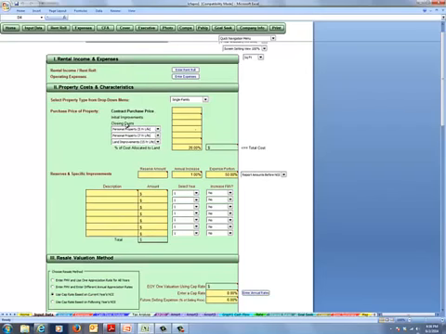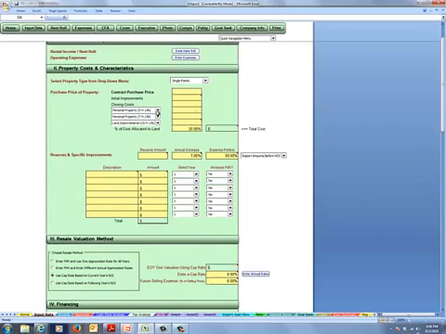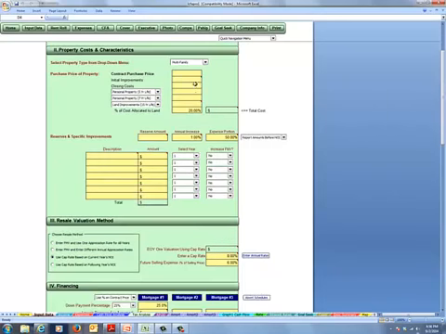Now, the next thing you want to do is come down here to the property costs and characteristics. The default is single family. You can put in multifamily or apartments, it doesn't really matter. I always tend to go with the multifamily right there. If you know what the purchase price is going to be, you can put it in right here. I leave this part blank at the moment, and I'll show you why in a second. Little trick that I have.